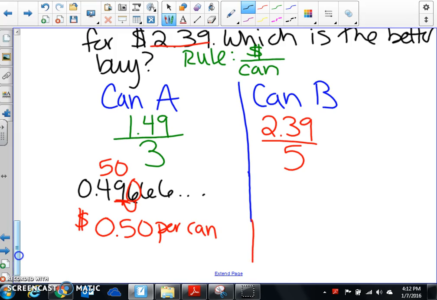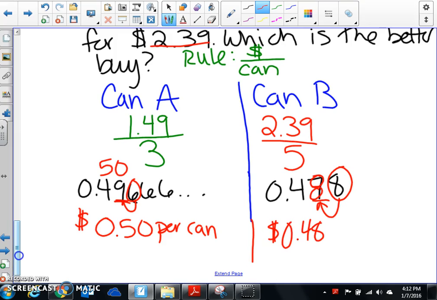Over here, $2.39 divided by 5 is 0.478. Okay, money's always in the second decimal place. So that 8 is going to pump this 7 up to another 8. So this is 48 cents per can.